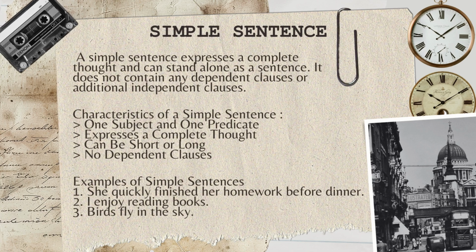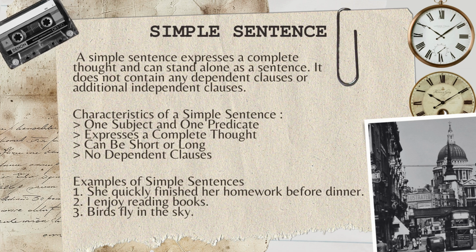Characteristics of a simple sentence. One subject and one predicate. Expresses a complete thought, can be short or long. No dependent clauses. Examples of simple sentences. 1. She quickly finished her homework before dinner. 2. I enjoy reading books. 3. Birds fly in the sky.